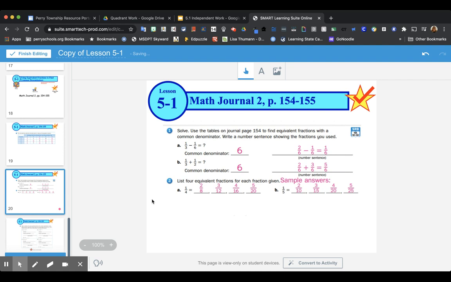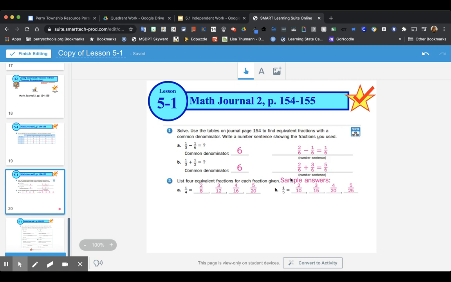1/3 minus 1/6, we see that the common denominator is actually 6. So our new number sentence is 2/6 minus 1/6, which gives us an answer of 1/6. 1/3 plus 1/2, the common denominator is 6. You are going to have to change both of these fractions this time. The new number sentence is 2/6 plus 3/6 equals 5/6.